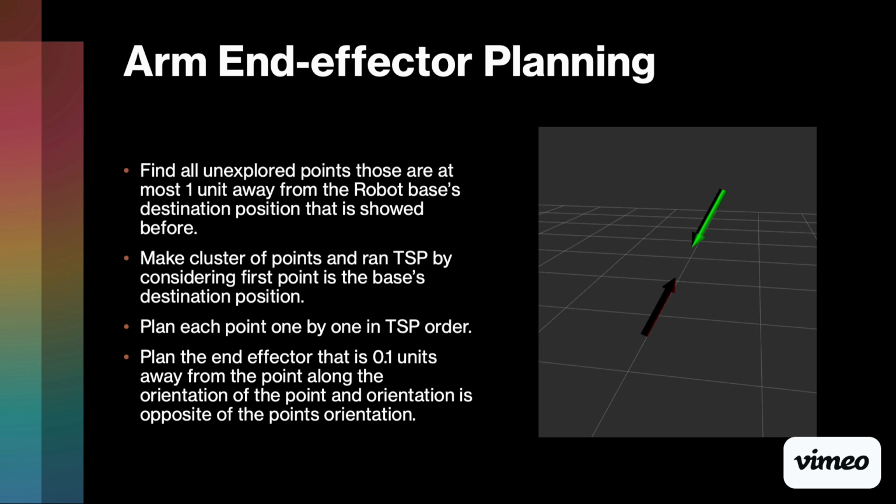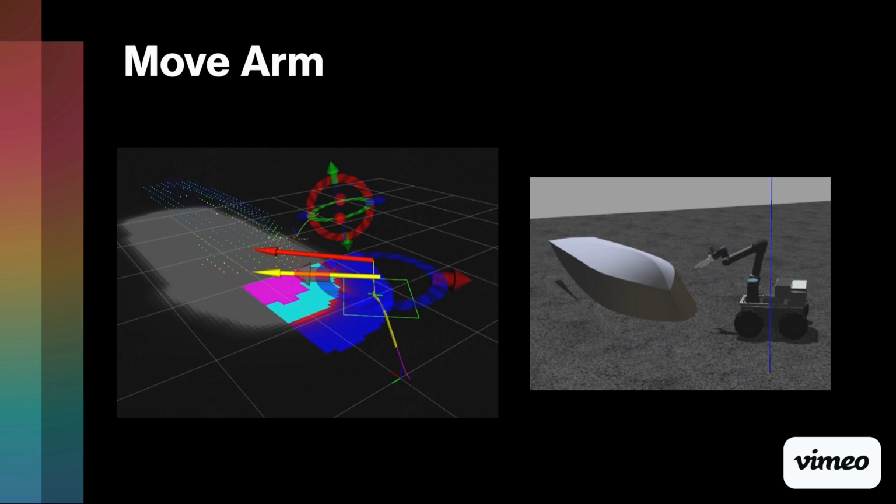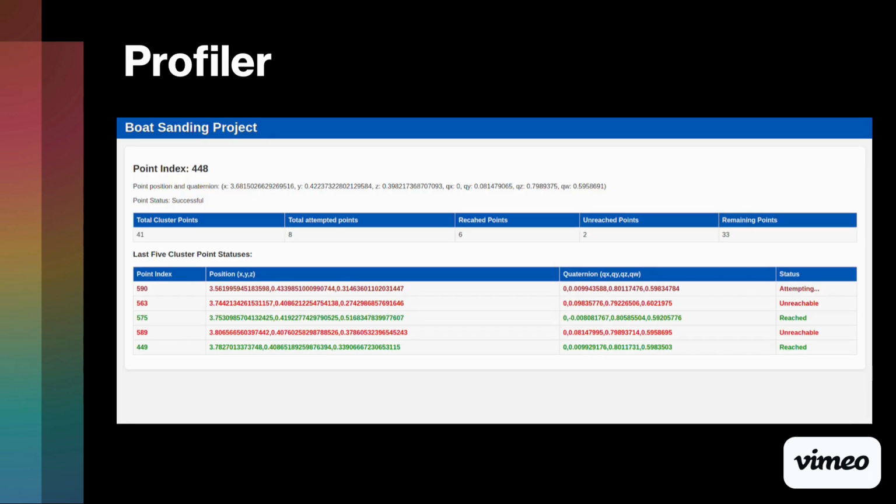The robotic arm plans its movement to reach each point in the sequence determined by the TSP. Finally, for each point, the end effector is positioned 0.1 unit away from it and oriented opposite to the point's original orientation. With our robot's base correctly positioned, the next crucial step is to execute the planned movement of the robotic arm. This slide shows how the arm moves to perform the sanding task on the boat.